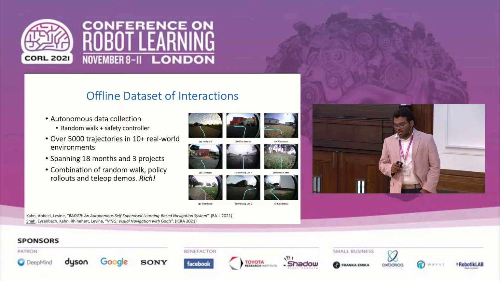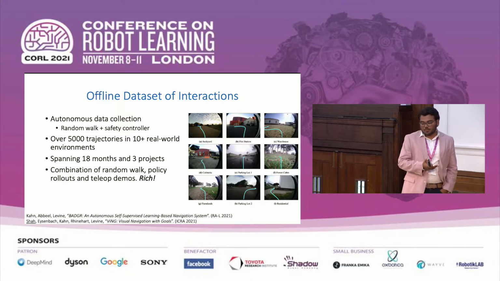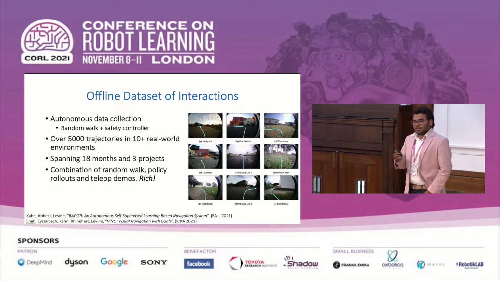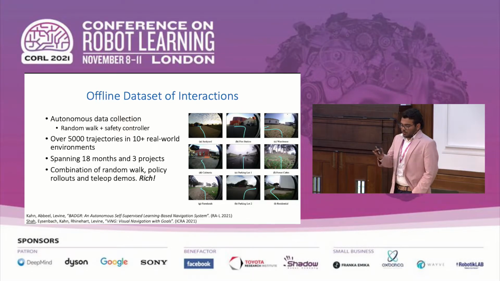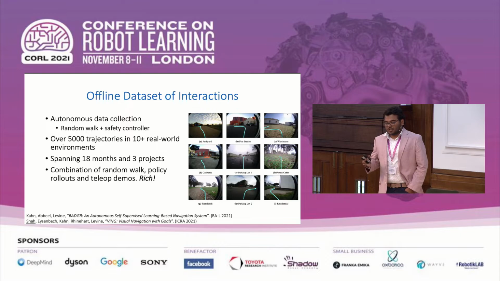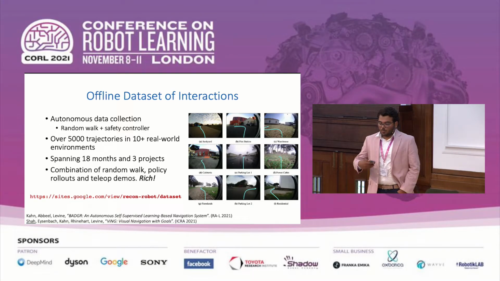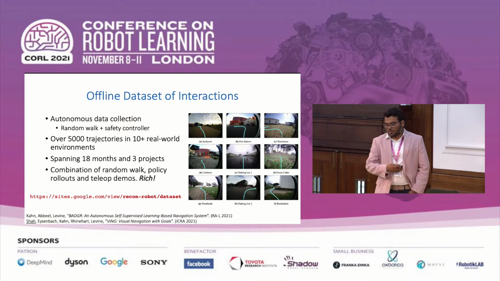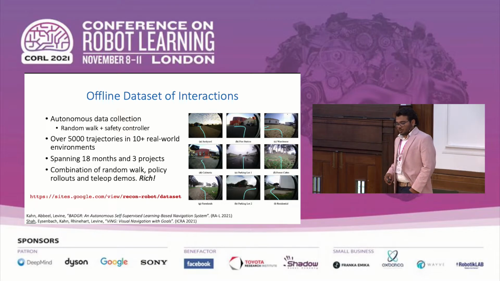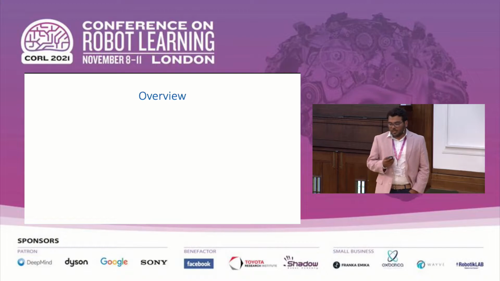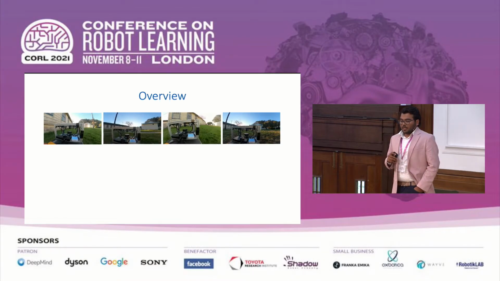This dataset is a curation of autonomously collected random walk data, along with a small amount of rollouts from learned policies and expert demonstrations in critical environments, a truly rich dataset of interaction. We're publicly releasing this dataset on the project page, and the link is on the slide, and hope that it's useful for future research in both real-world robotics using offline datasets, but also just trajectory and video prediction problems in general.